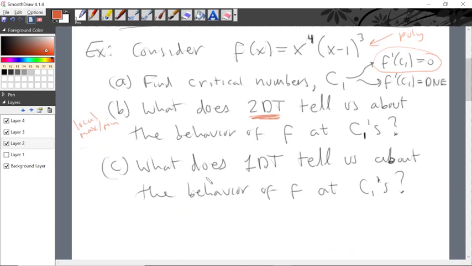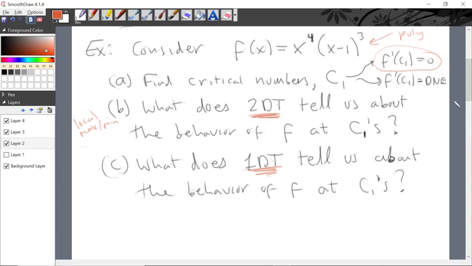Part C, what does the first derivative test tell us about the behavior of f at those C1s? The first derivative test also is designed to tell us about local maxima and local minima. So for this first question, I'm not asking anything about intervals of concavity, at least not yet. Maybe we'll add that on later. Let's start by finding the critical numbers.